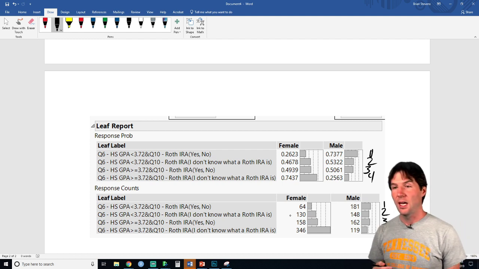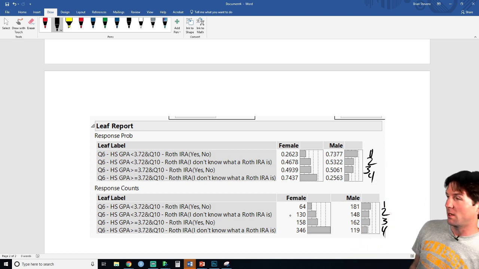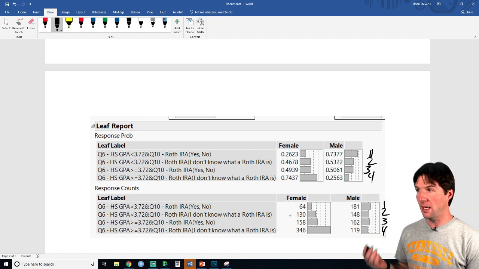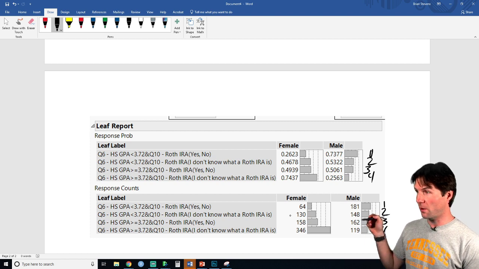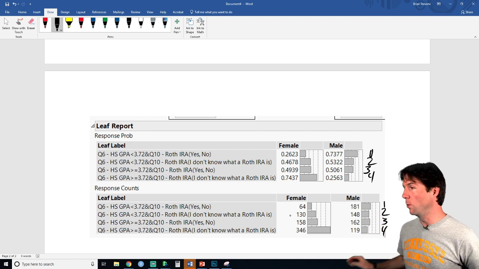Does everyone see how we are connecting? I'm blocking it off a little bit now. Does everyone see how we are connecting the leaves right here? These are the leaves, 1, 2, 3, 4 leaves, with the leaves up above.